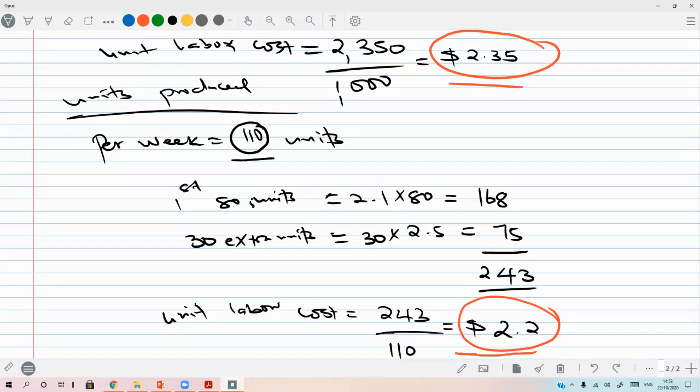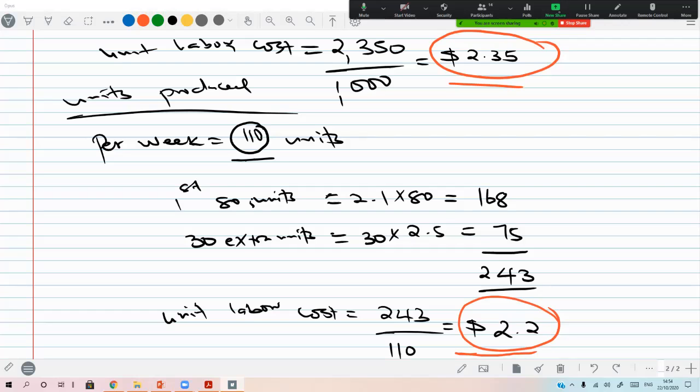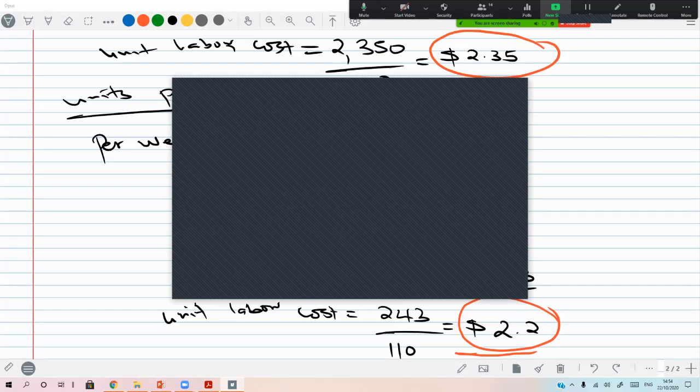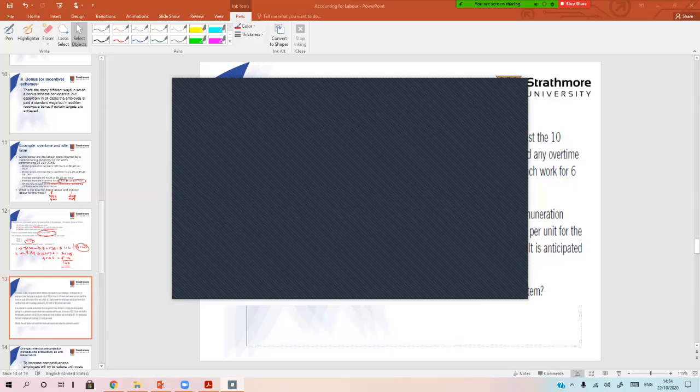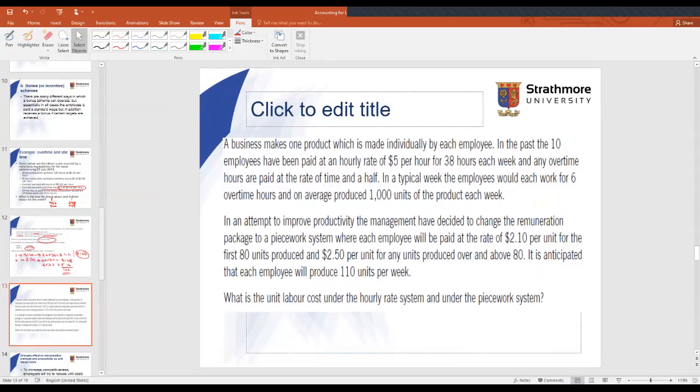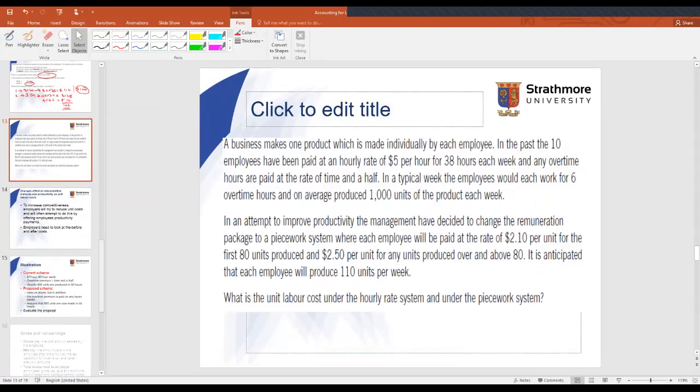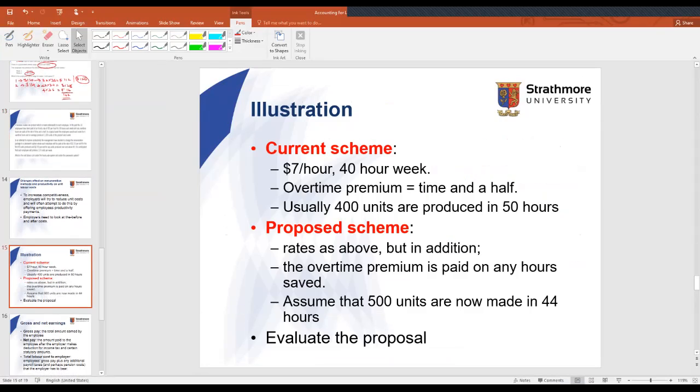Clear? Question? Okay. Therefore, that's the method of evaluating whether a proposal is good or not, by simply comparing the cost per unit before and the cost per unit after. There is a question here. Go through this, and we will attempt it together.